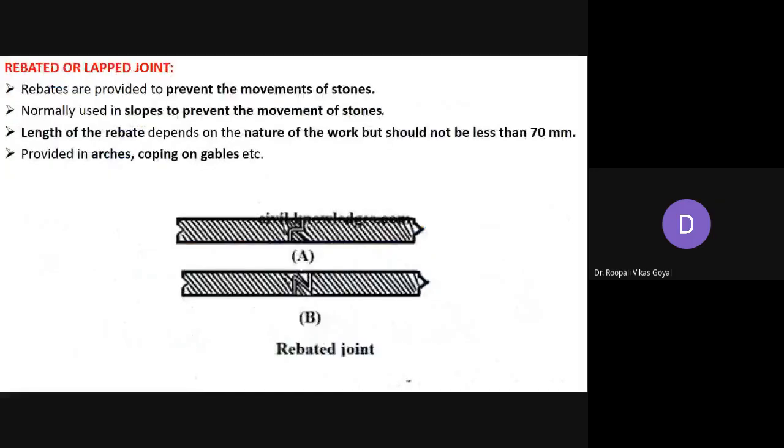Next is the riveted or lapped joint. Rivets are generally provided to prevent the movement of stone. Here, this particular thing is called the rivet. Normally it is used in slopes. When we use stone masonry in slopes, the rivet will prevent the movement of the stone. The length of the rivet depends on the nature of the work, but it should not be less than 70 mm.